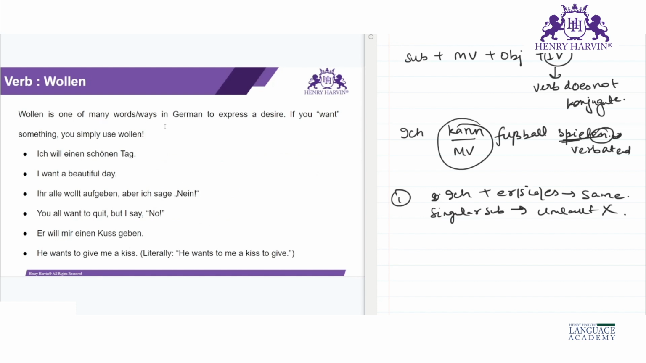Wollen. It is one of the many words to express a desire, because that means want to. Ich will einen schönen Tag. I want a beautiful day. Ihr alle wollt aufgeben, aber ich sage nein. You all want to quit, but I say no. Er will mir einen Kuss geben. He wants to give me a kiss.